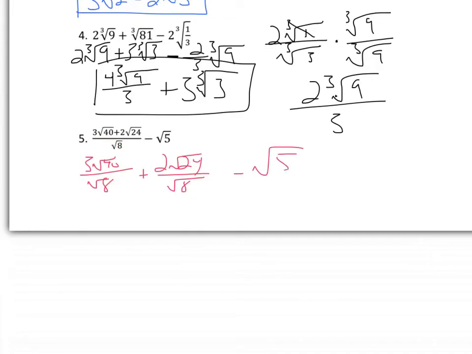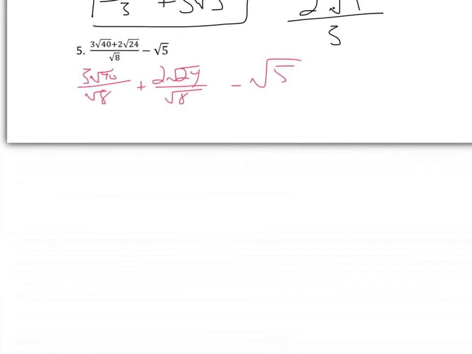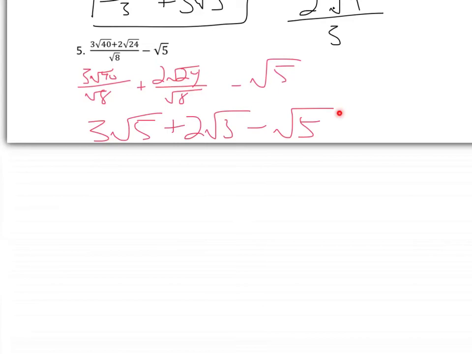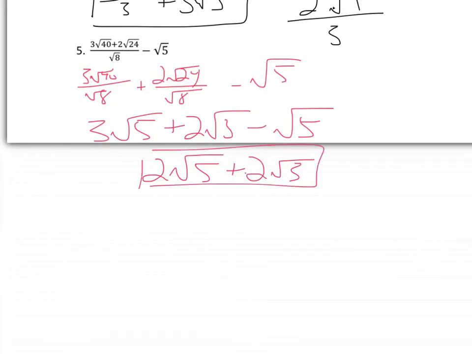Okay. Now to continue on this, we actually don't need to worry about rationalizing these denominators, because if you notice that square root of 8 divides evenly into square root of 40 and also into square root of 24. So we just rewrite this as 3 square root of 5 plus 2 square root of 3 minus square root of 5. Okay? Just because it divides perfectly out for us, we don't have to worry about rationalizing. So now we can just combine the like radicals. We'll have 2 root 5 plus 2 root 3, and we're all finished.